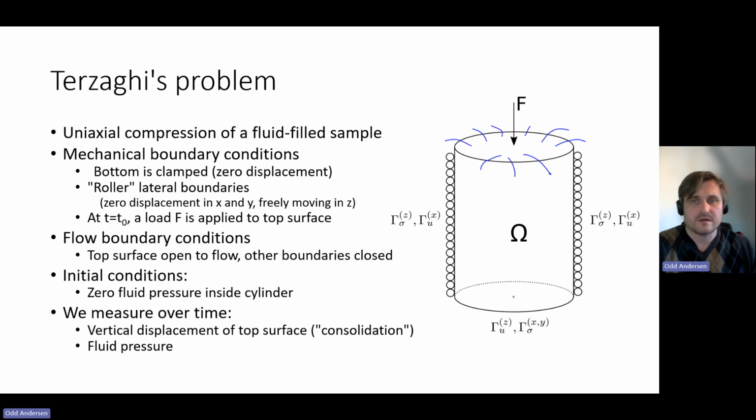The problem can here be posed as follows. We consider a cylinder of porous and fluid-filled medium. Its bottom is clamped and its lateral sides are free to move in the vertical direction only. The top surface is open to fluid flow, whereas the bottom and lateral sides are closed. At t equals t0, a load F is applied to the top surface, which causes an immediate downward displacement, followed by a slow, gradual creep downwards as water is gradually expelled from the top. And we measure the vertical displacement on the top surface and fluid pressure.